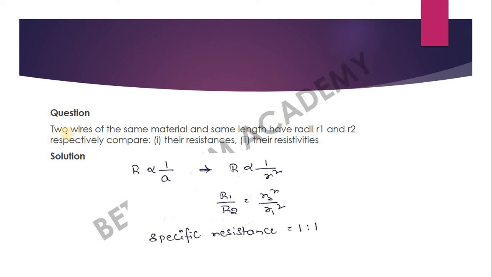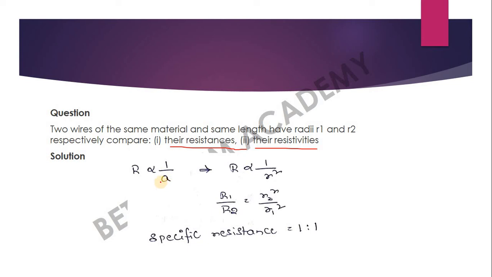The next question talks about two wires of the same material and same length having radii R1 and R2 respectively. Compare their resistance and their resistivities. This is an important question. This question was asked in a previous year board exam, so please pay attention. Here, all that we need to do is, two wires of the same material and the same length have radii R1 and R2 respectively, and then compare their resistance.